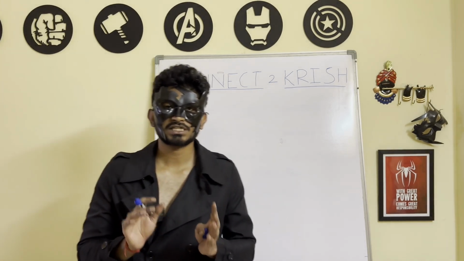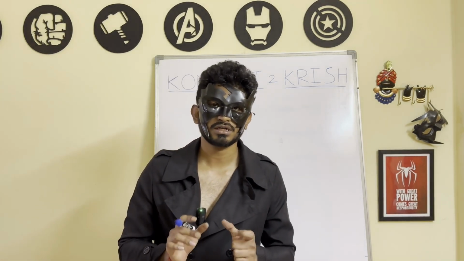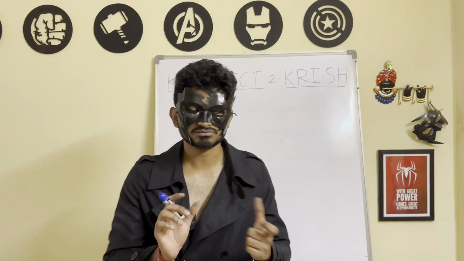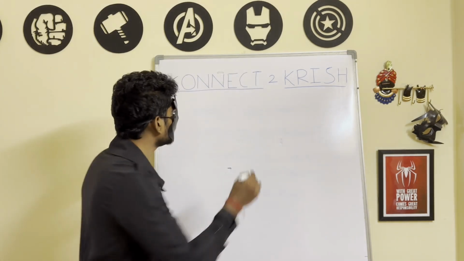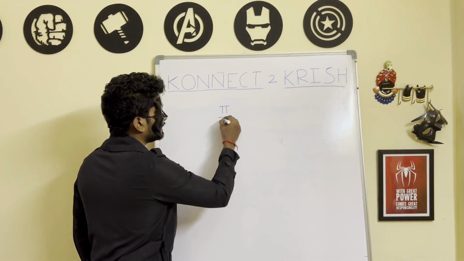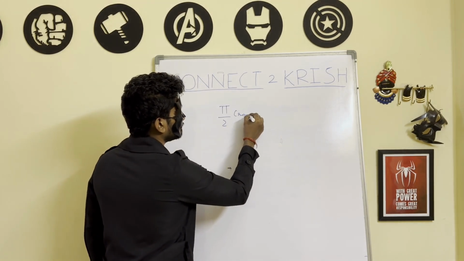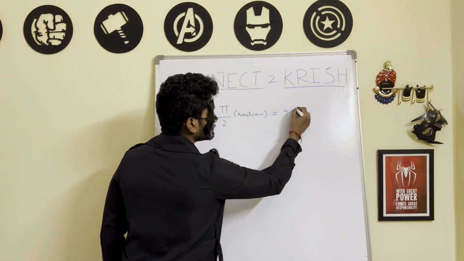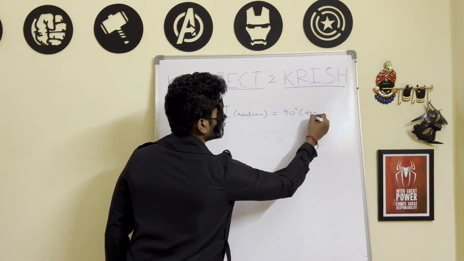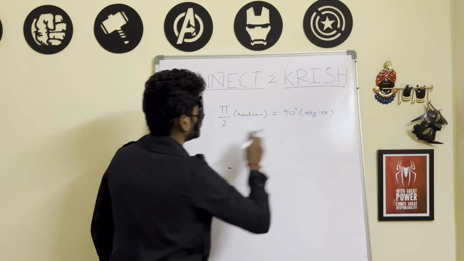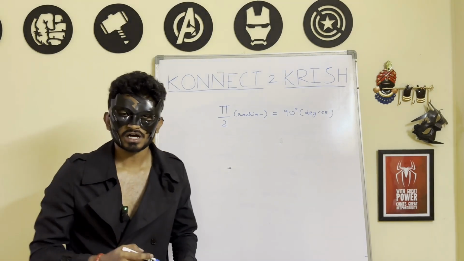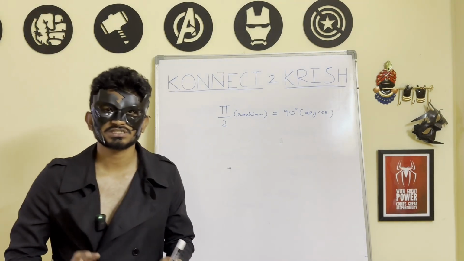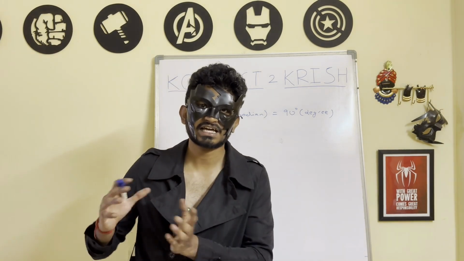And guys, before we start solving questions, one small last identity or some simple basic concept is that pi by 2 in radians is nothing but equal to 90 degrees. So now let's solve previous year questions, that is SSC CGL 2023 Tier-1 questions.